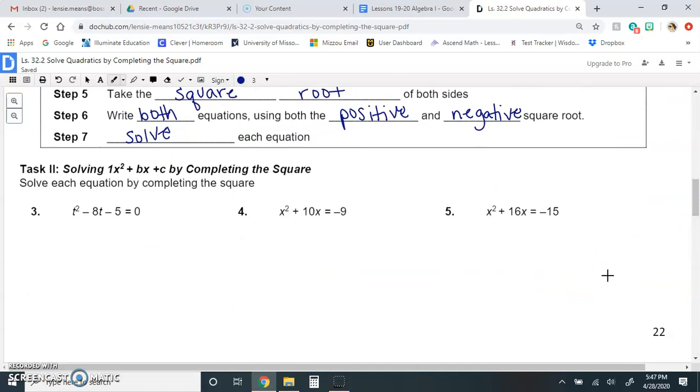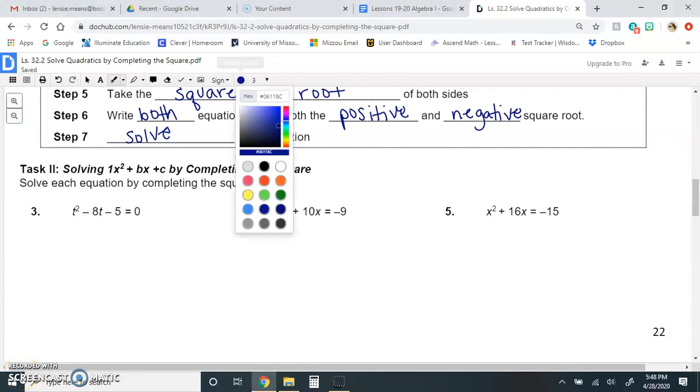Ready for task 2 here. We're actually going to start solving a few of these quadratics using the complete the square method. Okay, so here we're ready to start with our steps, and of course you can look back up at your paper to review those steps as needed.